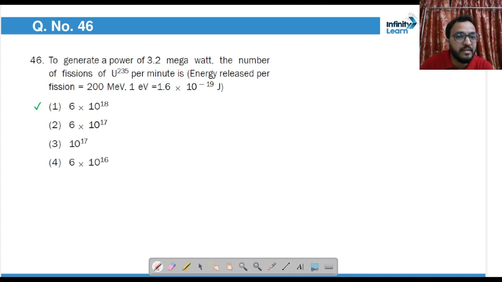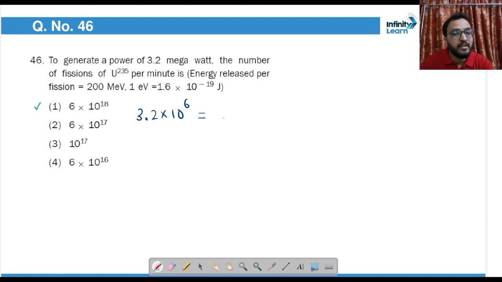Question number 46. Now to generate power of 3.2 megawatts, the number of fissions per minute happening. So delta n by delta t, the number of fissions per minute, we need to find out. If energy released, okay, so this is what? This is the overall energy. This is overall power. This is number of fissions per unit time into energy of a single fission, which is 200 mega electron volts.